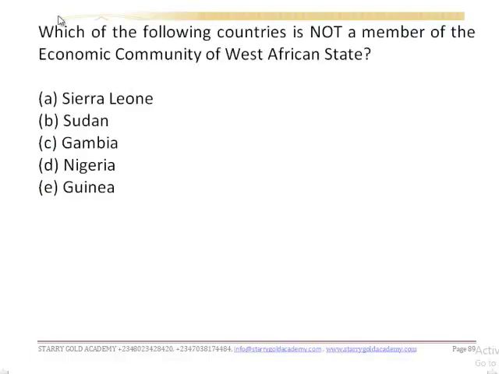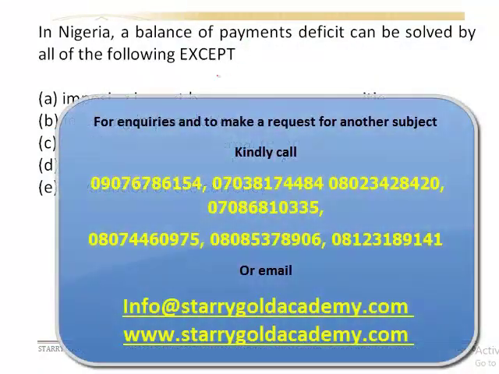The next question says: which of the following countries is not a member of the Economic Community of West African States, ECOWAS? Option A, Sierra Leone. Option B, Sudan. Option C, Gambia. Option D, Nigeria. Option E, Guinea. Sudan is not among them. Let us understand that. The next question will be the last in this series on Nigeria.